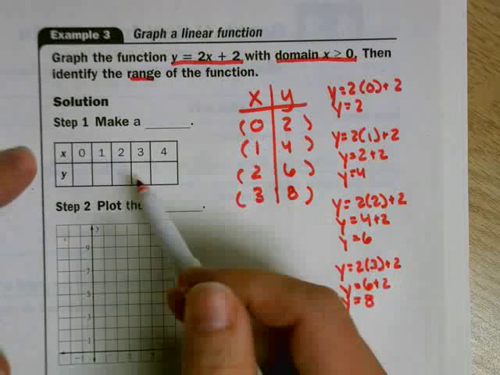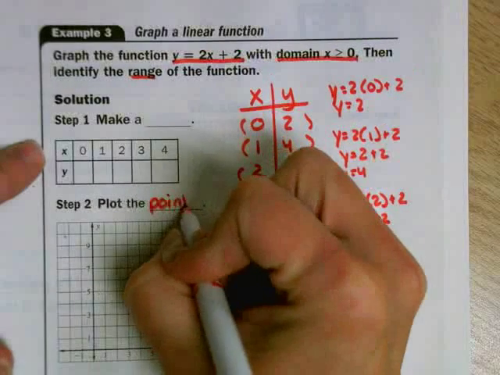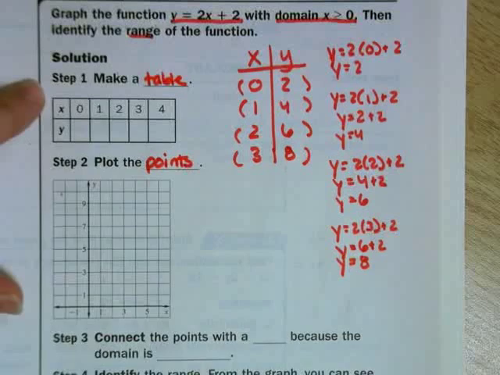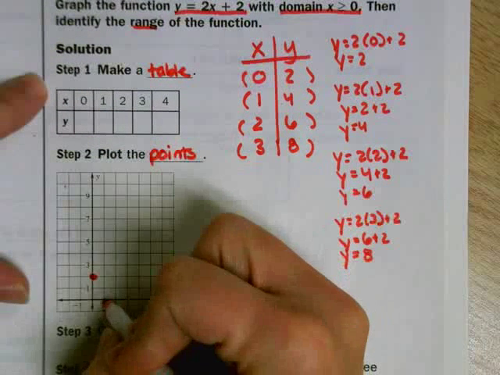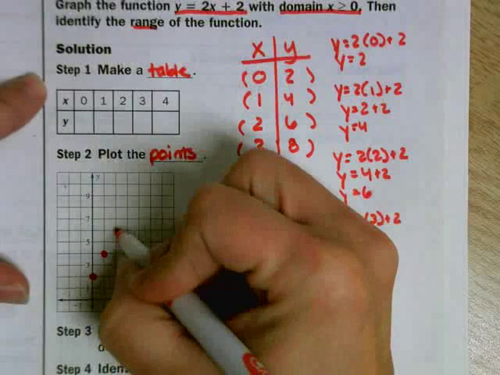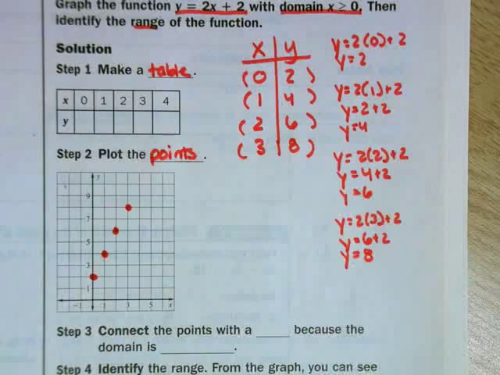So there's my table. Can I plot the points? Can I plot the ordered pairs? We made a table. We're plotting the ordered pairs, the points. 0, 2 would be here. 1, 4 looks like it would be here. 2, 6, 3, 8. Does it look like it's going to be a straight line?